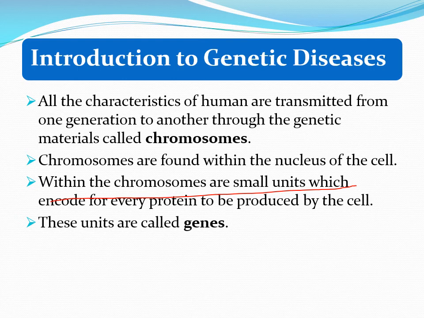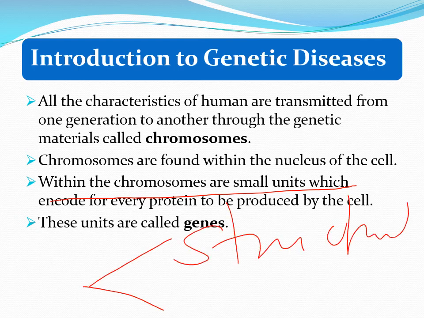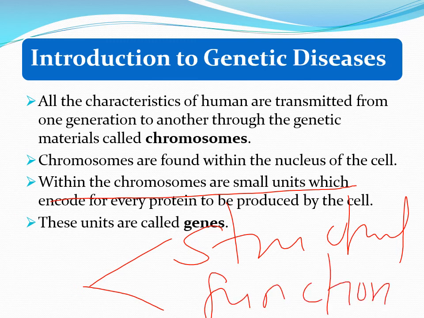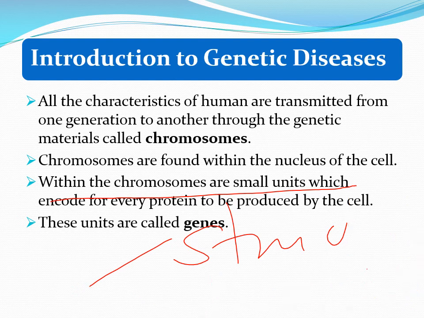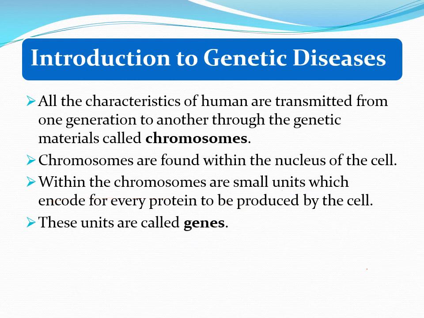When I'm saying every protein, remember we have two types of protein. We have structural protein and we have functional protein. Functional proteins are enzymes. Of course, remember our body has so many enzymes which are responsible for different functions. So functional proteins are enzymes, while the structural proteins are responsible for building up our body. The information responsible for the formation of these proteins is known as gene.